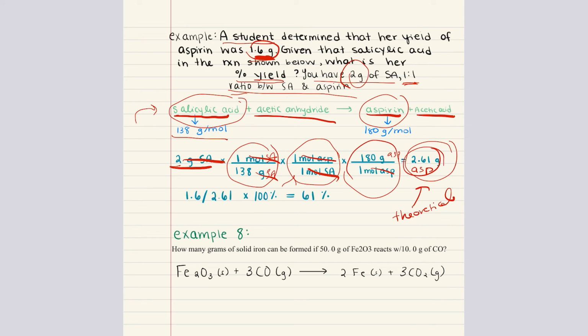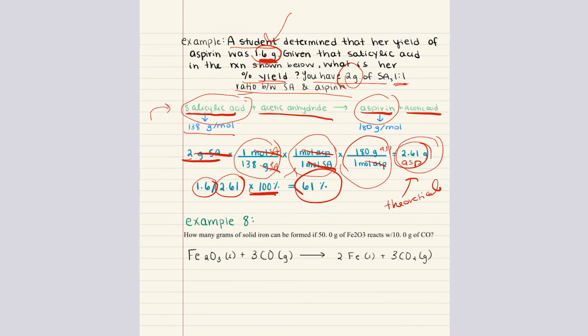Now, when the student actually went into lab and tried to make aspirin, she only made 1.6 grams. And so her actual yield is going to be 1.6 grams, her actual yield over the theoretical yield, which is 2.61 grams, multiplied by 100%. This gives us a percent yield of 61%.